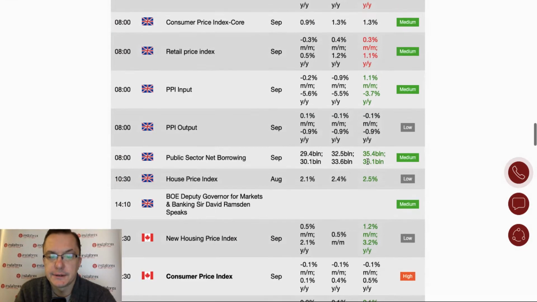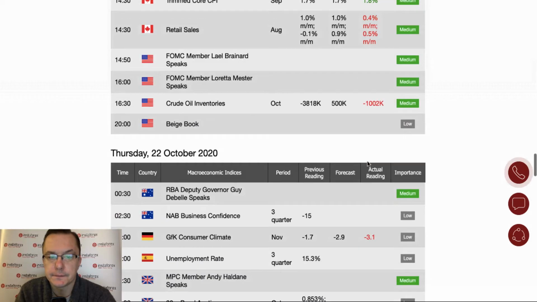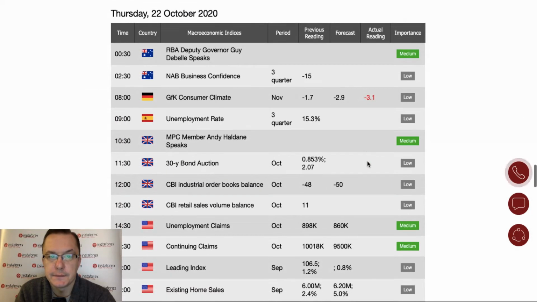As you can see here, we have Thursday on the screen. We are after the speeches from Australia's Deputy Governor Guy Bell. Another thing that has been released was the GfK consumer climate from Germany, and it was minus 3.1. It was worse than expected, minus 2.9, and the previous reading was minus 1.7. So the consumer climate is getting worse in Germany.